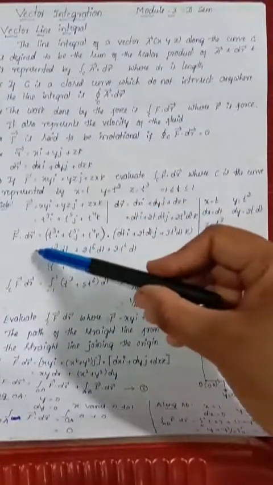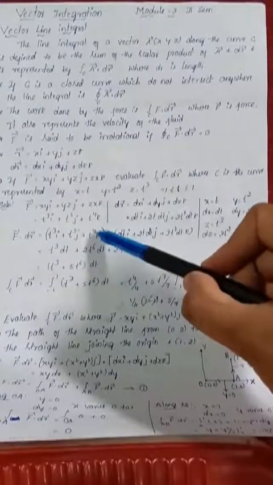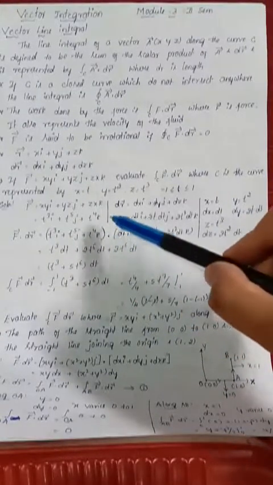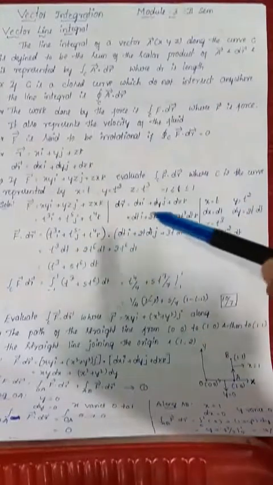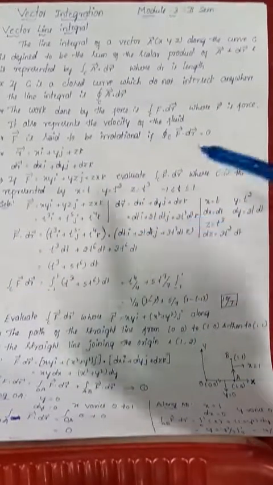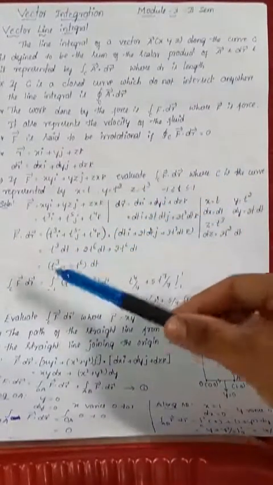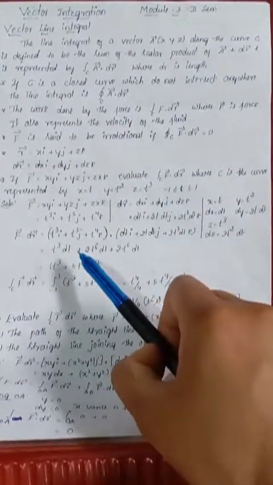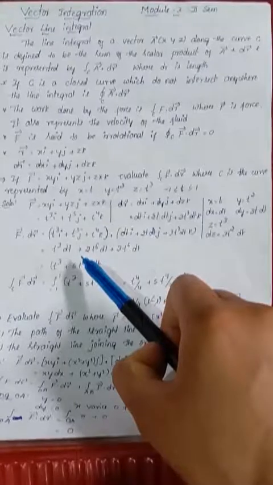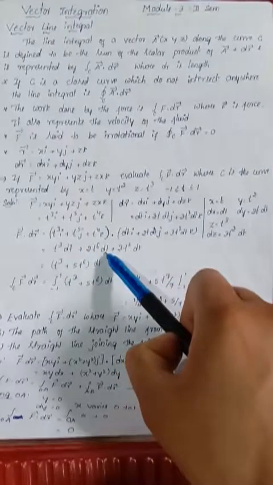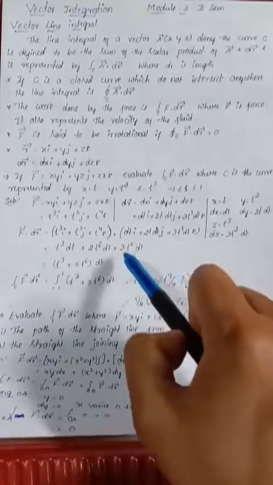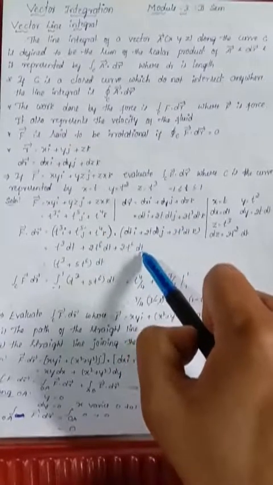First we find F dot dr, substitute and then take the dot product. Already note that the dot product i dot i is 1, j dot j is 1, k dot k is 1. Other dot products are 0. Take i dot i is 1, t cube into dt. j dot j is 1, t power 5 into 2t is 2t power 6 dt. t power 4 into 3t square, here 3t power 6 into dt.